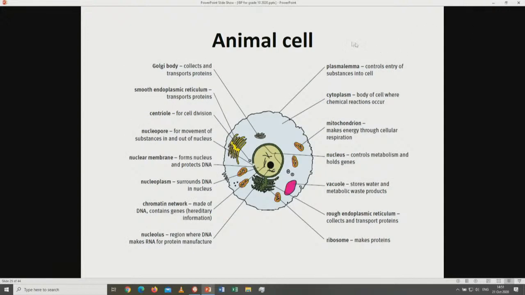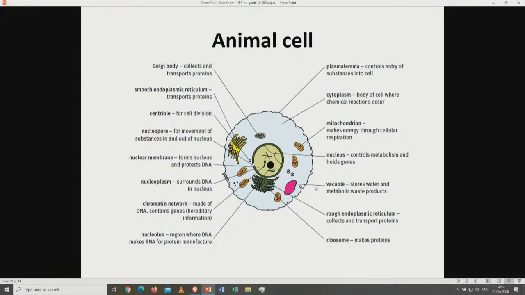An animal cell, which is different from the plant cell, we can see now, does not have a cell wall surrounding it. We only have the cell membrane or plasmalemma, which controls which substances will enter or leave the cell. We have the Golgi apparatus, which collects and transports proteins. The mitochondrion of a cell produces energy through cellular respiration.